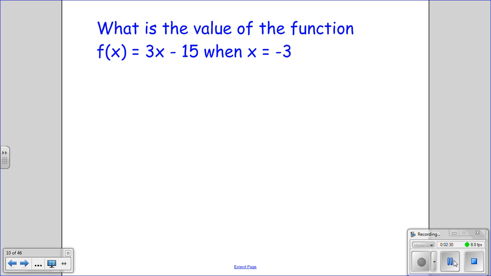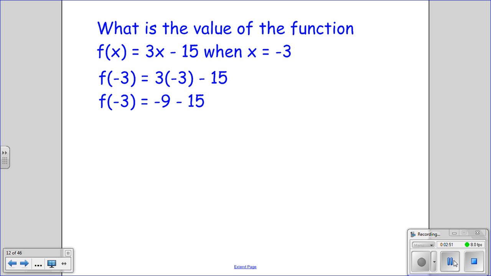Let's look at another one, very similar. What is the value of the function when f of x equals 3x minus 15, and we have x equal to a negative 3? Again, substitute the negative 3 in everywhere you see an x. So you have f of negative 3 equals 3 times the negative 3 minus 15. That's f of negative 3 equals negative 9 minus 15. And then f of negative 3 equals a negative 24. So when x equals a negative 3, the value of the function is a negative 24. When x equals a negative 3, y is a negative 24.